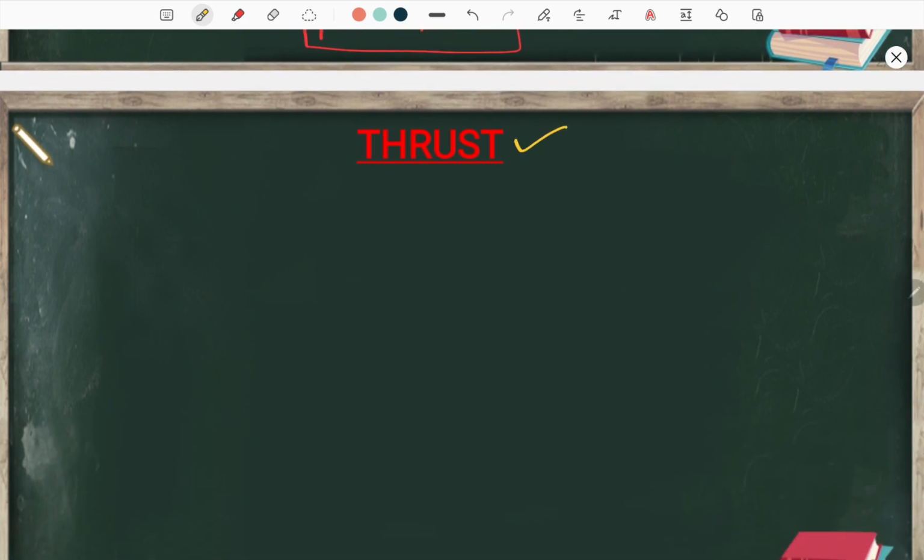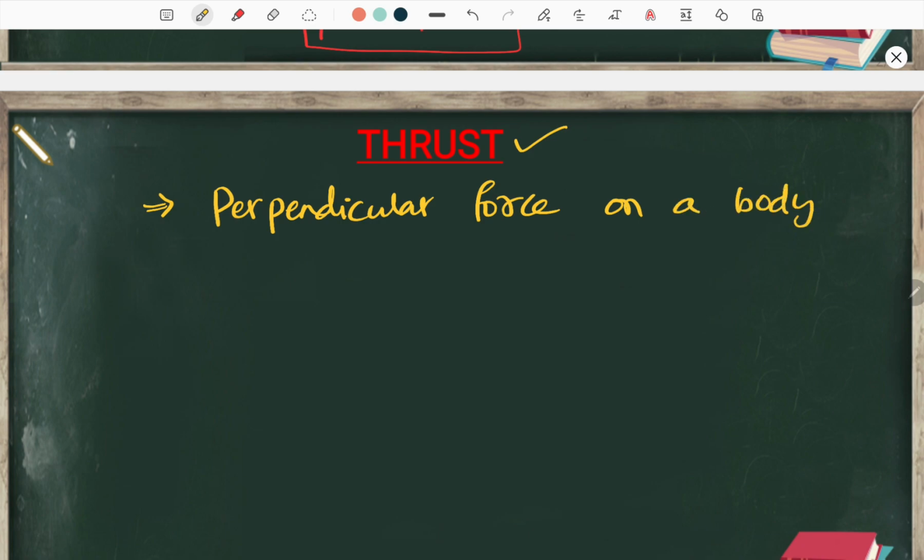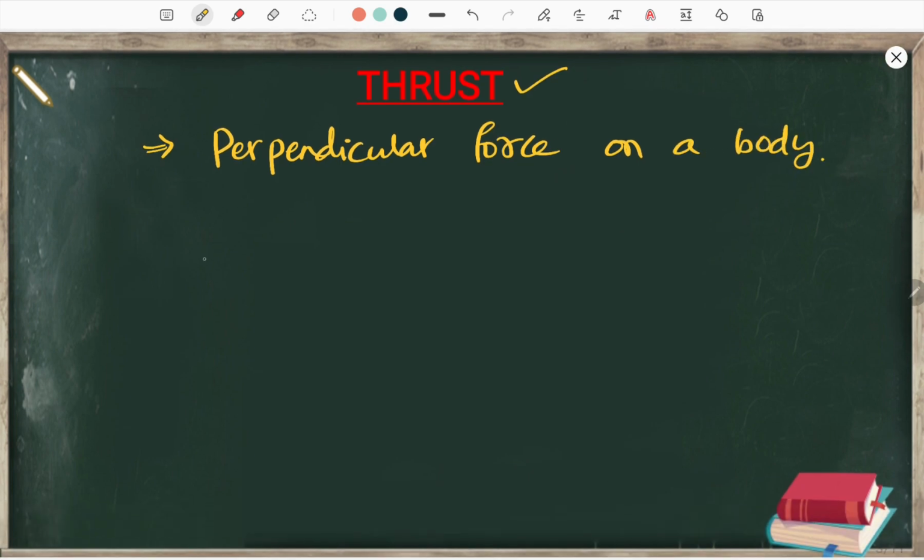Okay, what is this thrust? It's quite a simple definition: perpendicular force on a body is called thrust. Okay, for example, I have one body here. This is the body and we are applying the force like this. Is it a thrust? Definitely this is a force, we know that. Is it thrust? Yes. Why? Because it is acting perpendicularly.